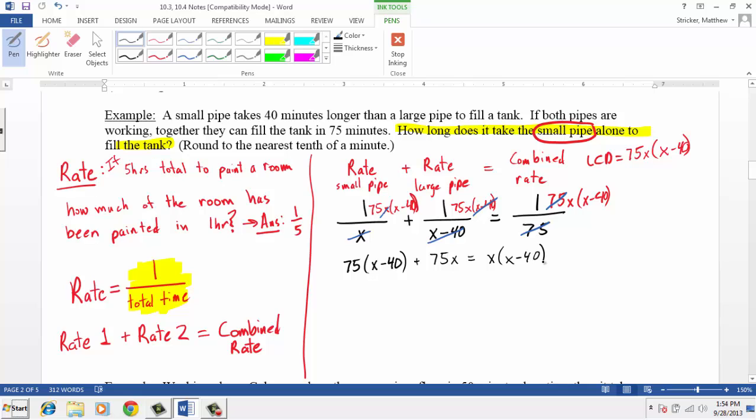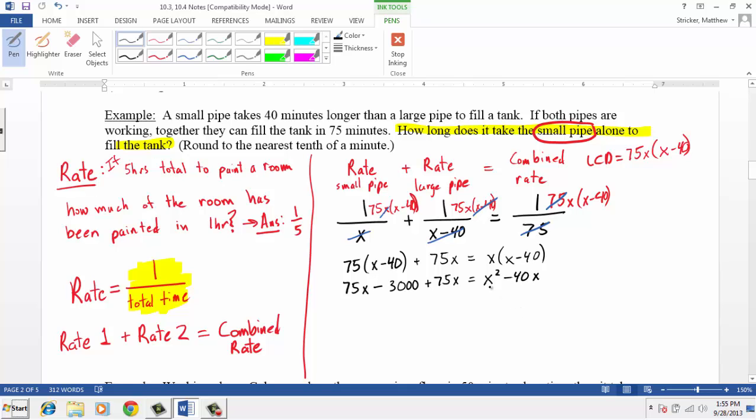Okay. And we want to distribute, so we have 75x minus 75 times 40, which is what? 75 times 40 is 3,000, plus 75x equals x squared minus 40x.